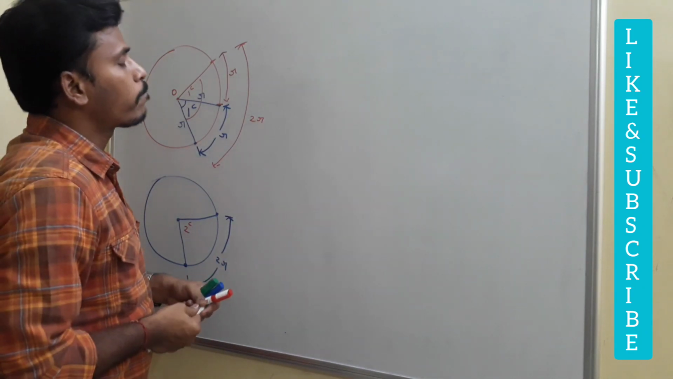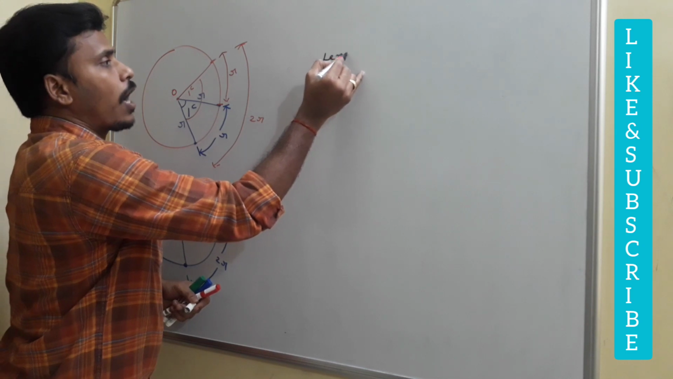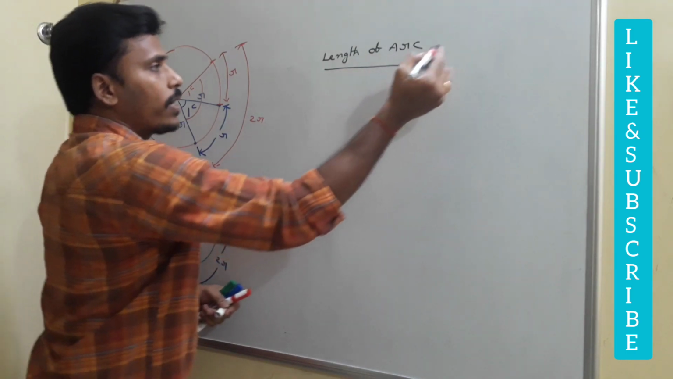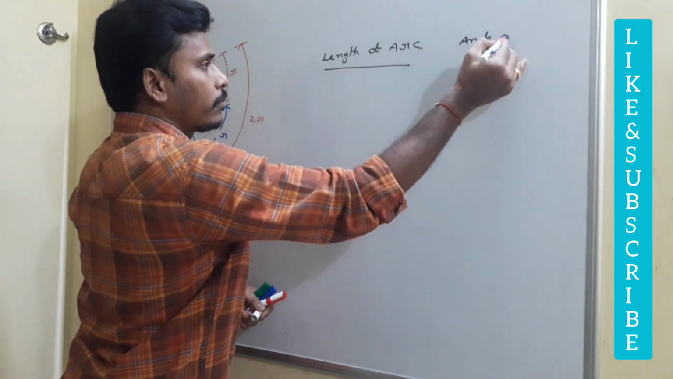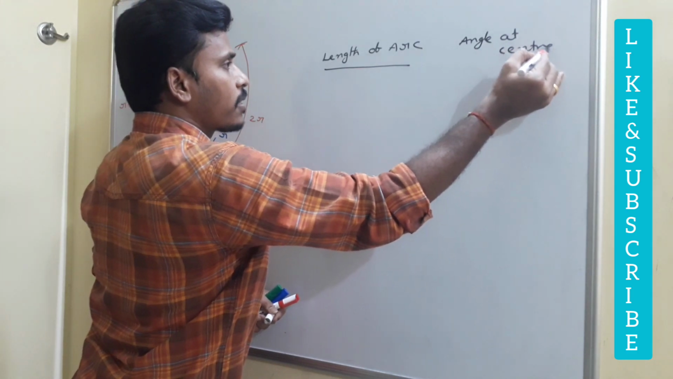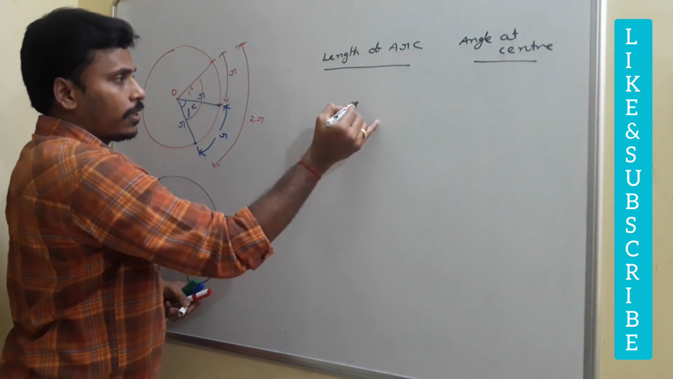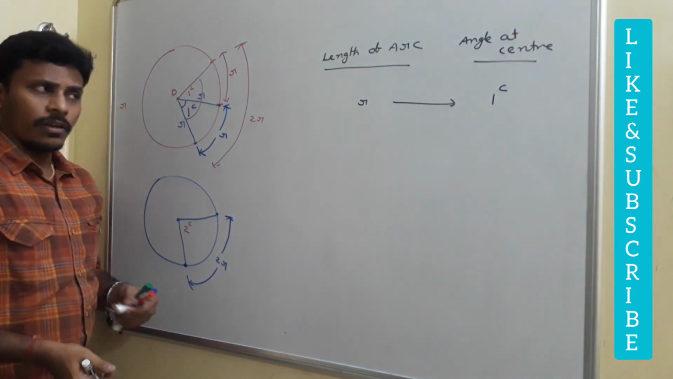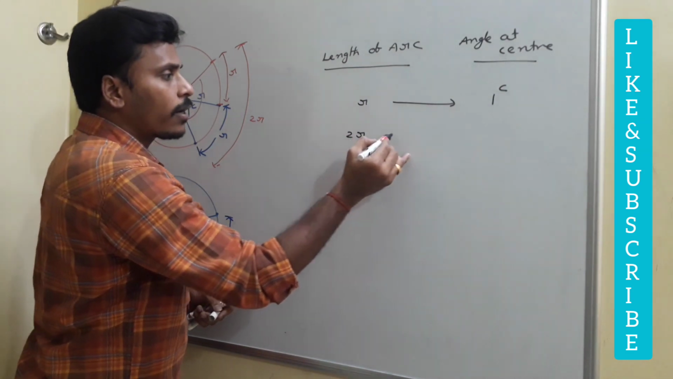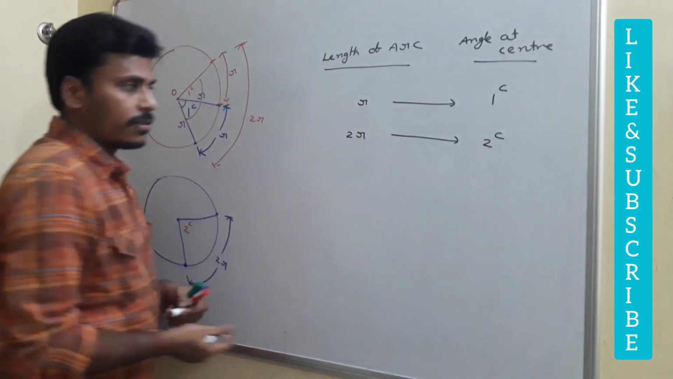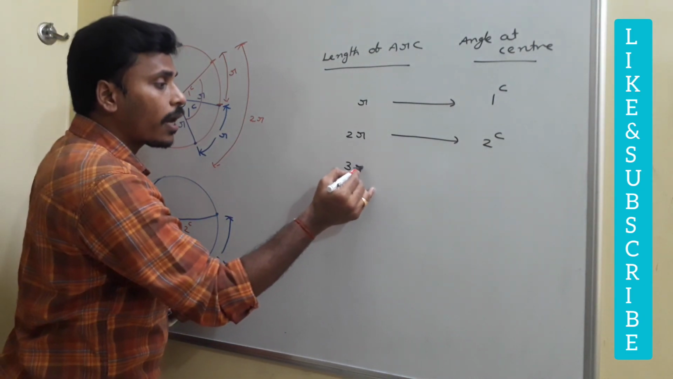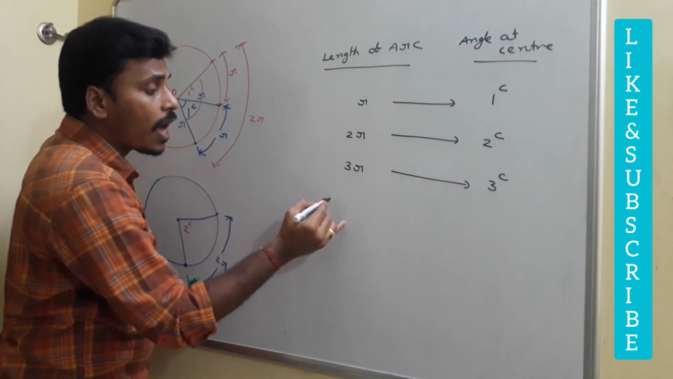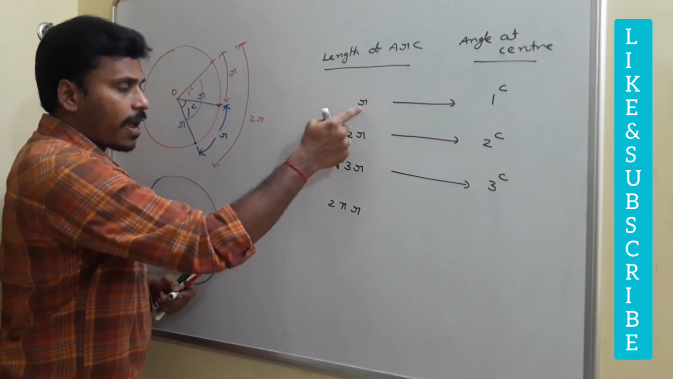So we need to make, see, length of the arc versus angle at the center. As per the definition, if the length of the arc is r, then the angle at the center is 1 radian, right? If the length of the arc is 2r, then the angle at the center is 2 radians. If the length of the arc is 3r, then the angle at the center is 3 radians. Very clear, right?